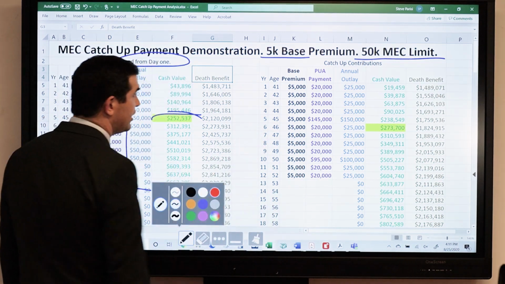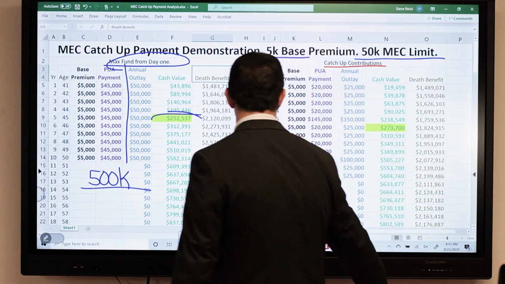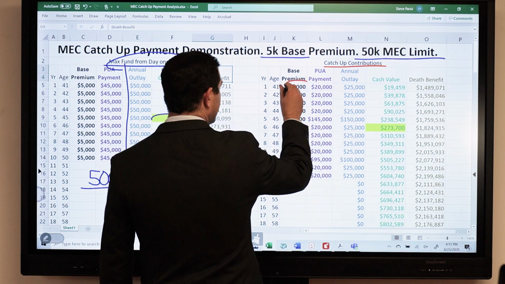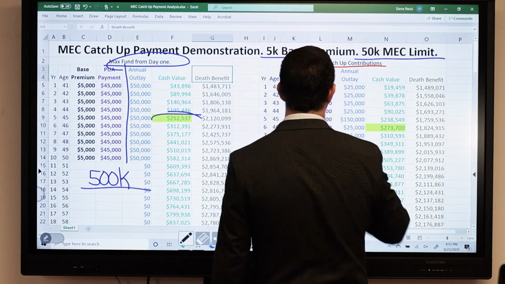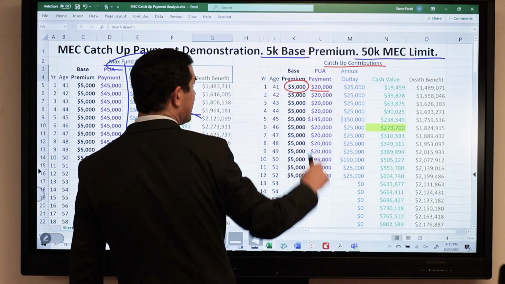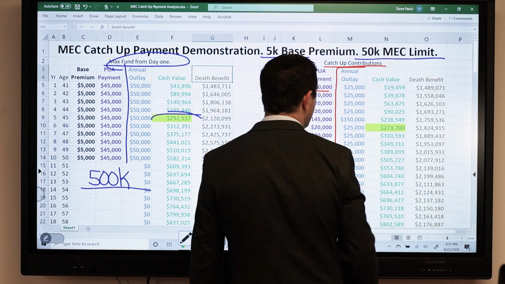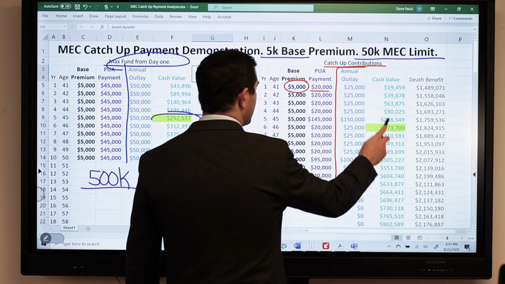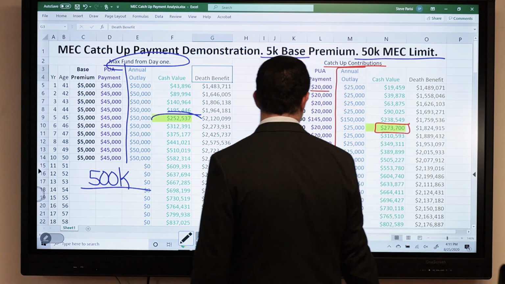Now, this guy over here with catch-up contributions. So, exact same policy. $5,000 base premium, 20K PUA. I've got a term rider attached to both of them. Annual outlay, $25,000 per year. Break-even point, just about year 6.